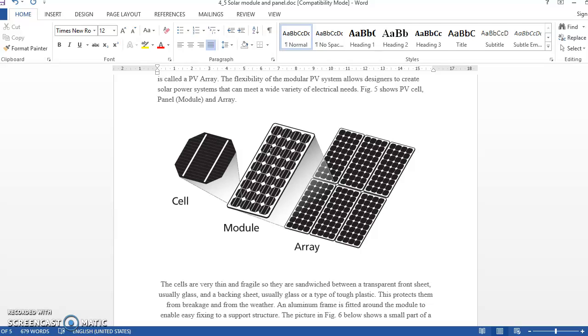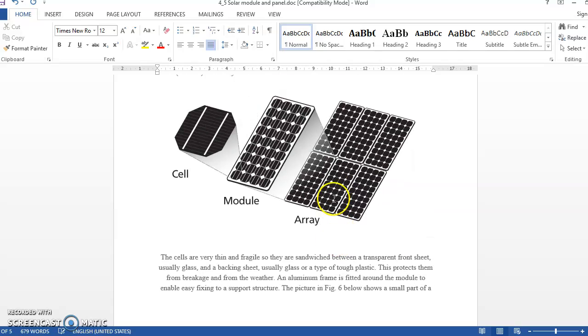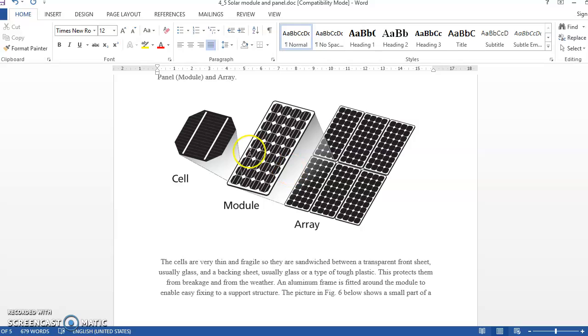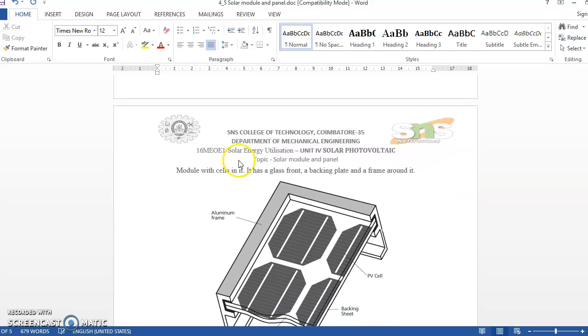Cell, as the name itself says, is a small cell with specific dimension. Module is a combination of several cells, and array is the combination of more modules, more than 2 modules. So this is the distinction between cell, module, and array. It's a definite question being asked.